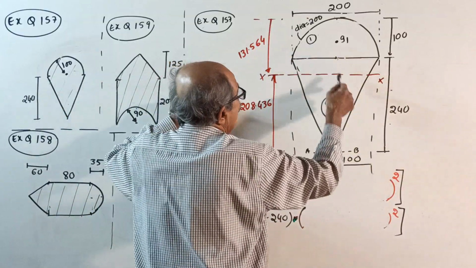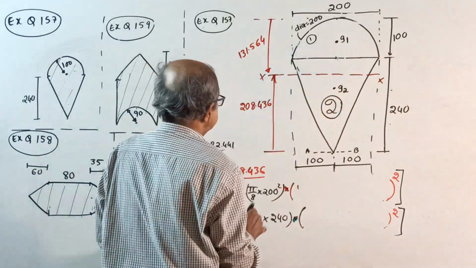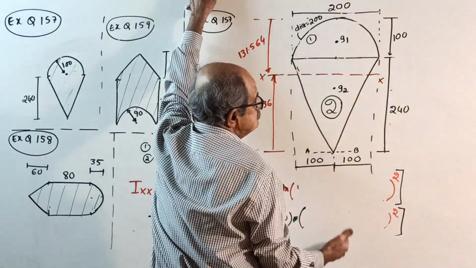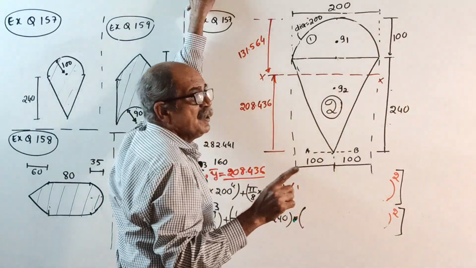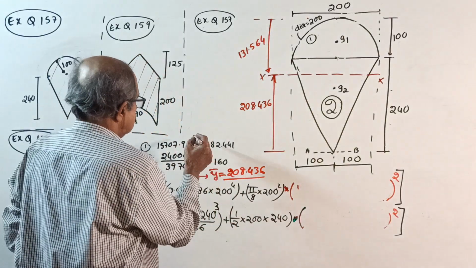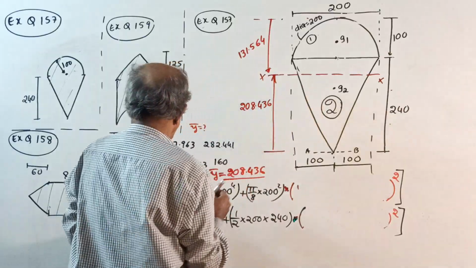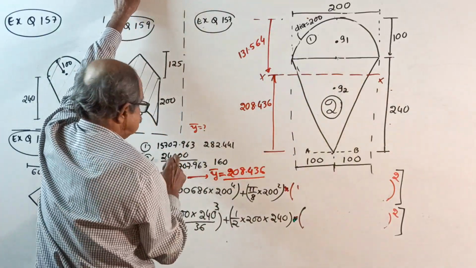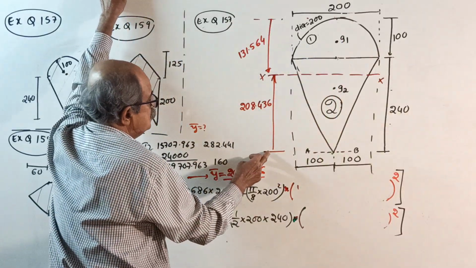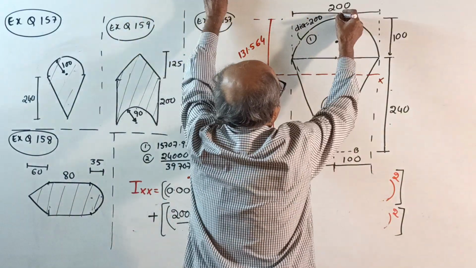So, I will divide into 1 and 2. Okay. G1, G2. YY you can directly locate. Symmetry is there. So only XX is to be located by calculation. So to get Y bar, take reference line AB, Y this way. A1, A2, Y1, Y2. You get Y bar 208.436. Subtract, get the distance. And YY axis, see.